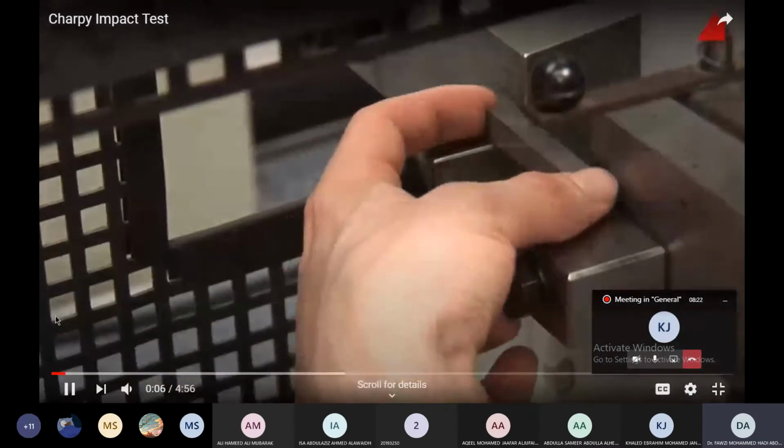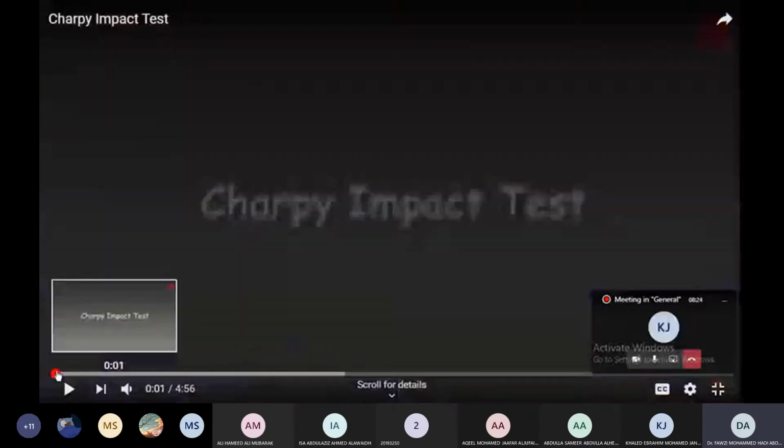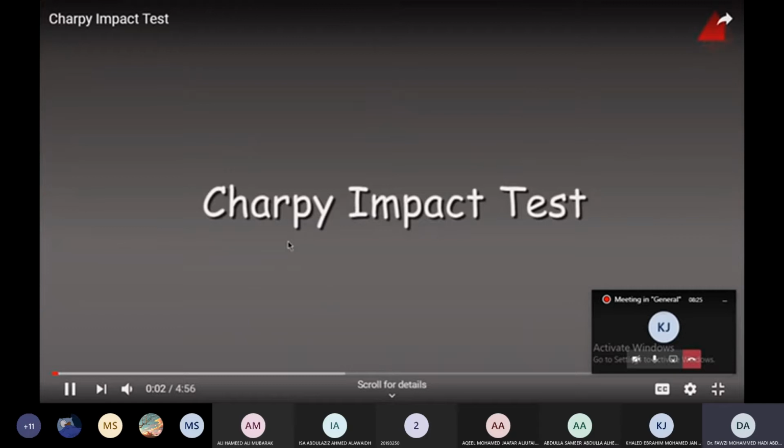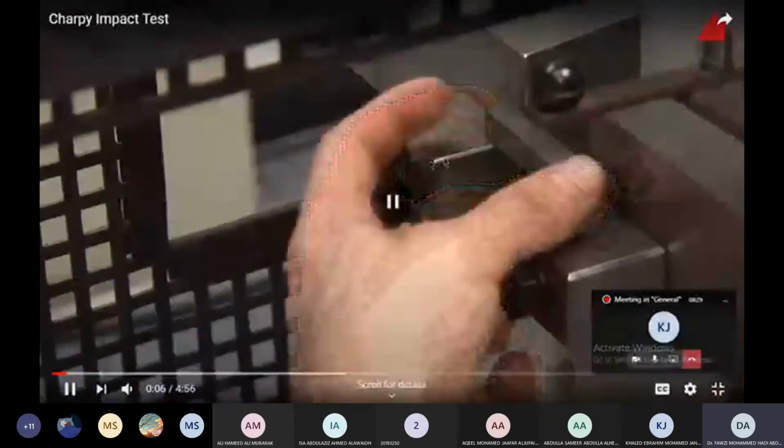The standardized Charpy impact test has been designed to measure the Charpy impact test. The standardized Charpy impact test.